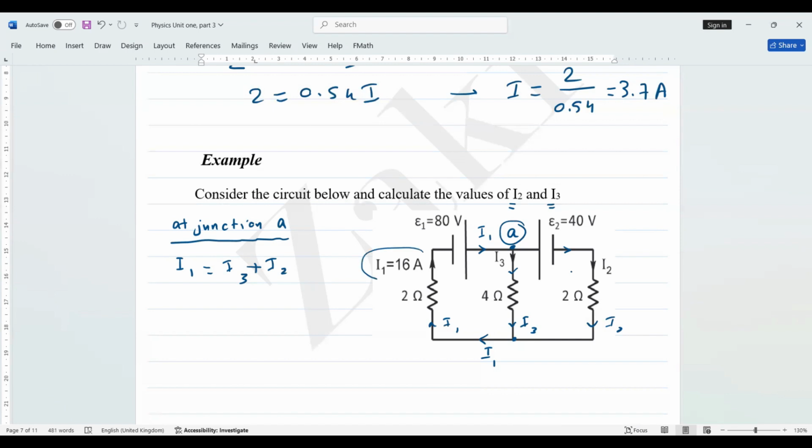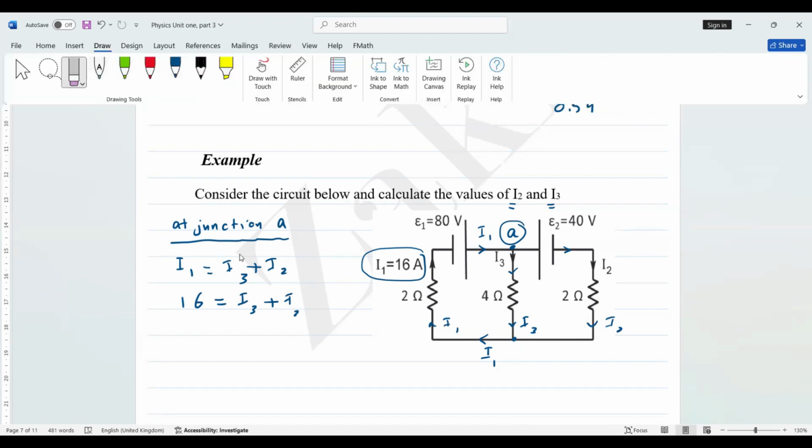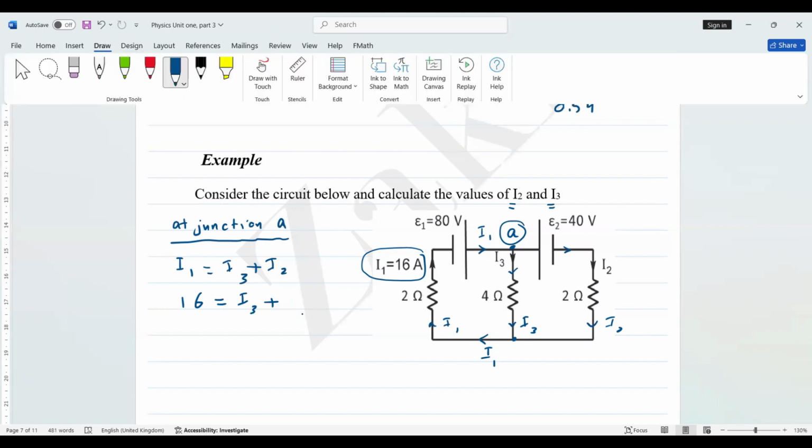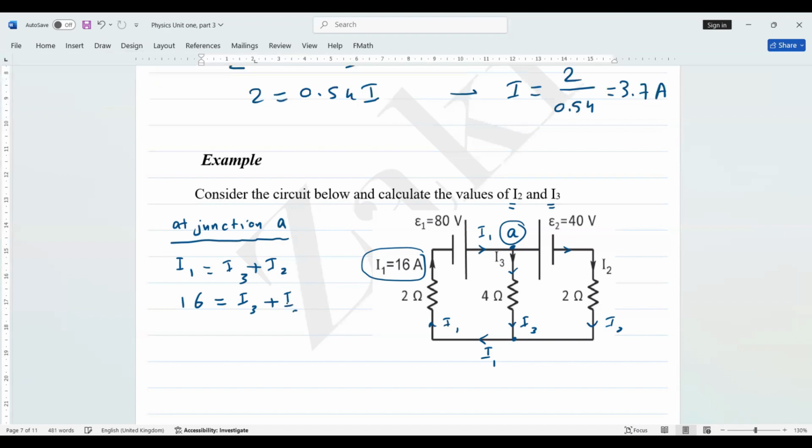I1 is already given as 16 ampere. So we write 16 equals I3 plus I2. Let this be equation number 1. Now, we use a loop.